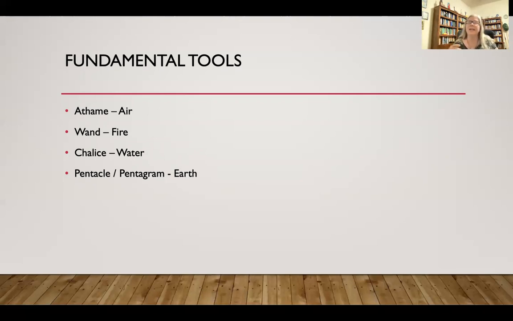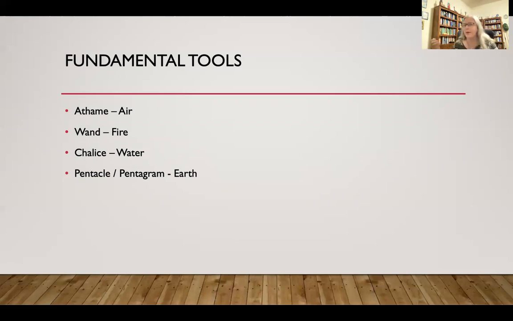Now, traditionally in British traditional Wicca, you would have a double-edged black hilt knife. We don't have that requirement, although it does need to be double-edged. So you have your knife, your athame. The wand, in the assembly, is fire. In the other tradition in which I was initiated, it would have been air. So they had those two switched.